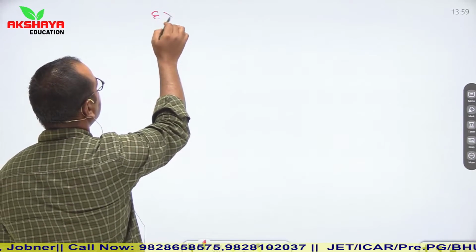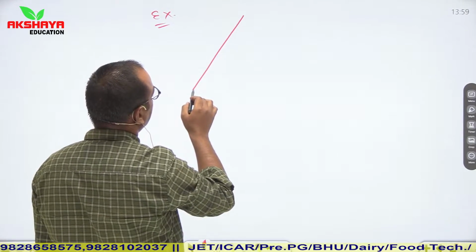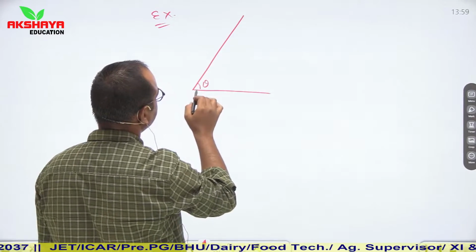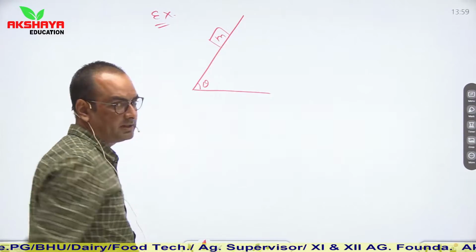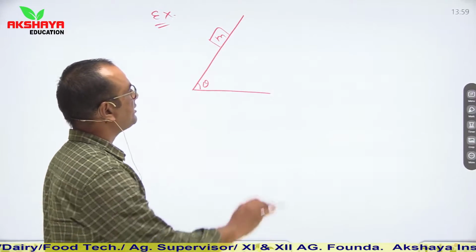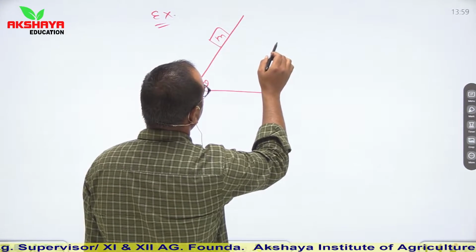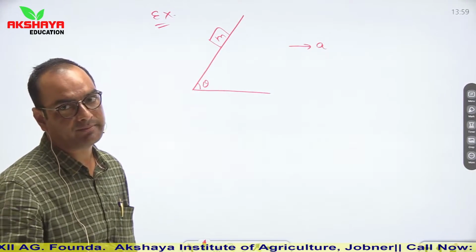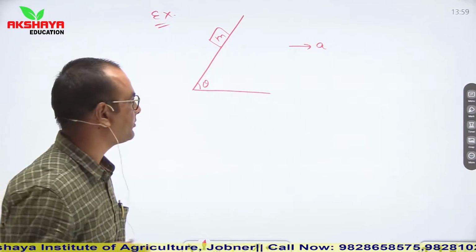Now see, next pattern of question. Next pattern is, let us say that this is any inclination theta. This is a block of mass m, and it is given that the block is accelerating in this direction with an acceleration a. So in this case, find the acceleration of the block.